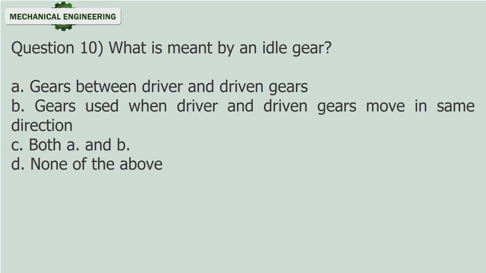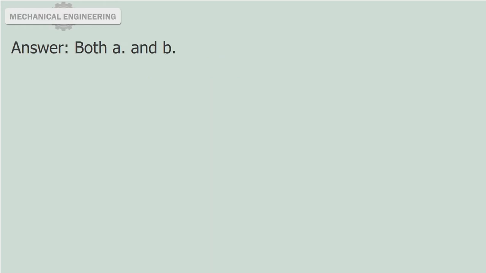Question 10. What is meant by an idle gear? A. Gears between driver and driven gears. B. Gears used when driver and driven gears move in same direction. C. Both A and B. D. None of the above. Answer: both A and B.